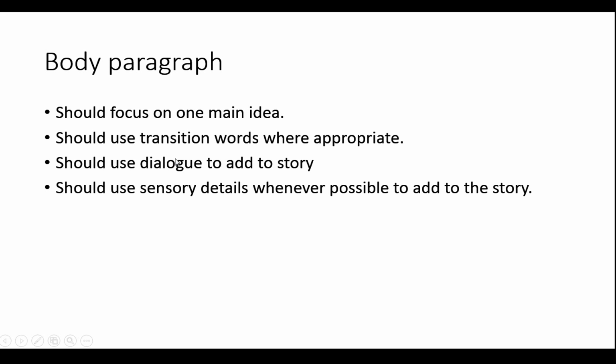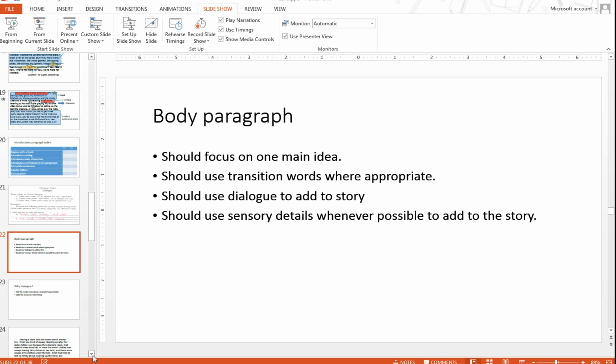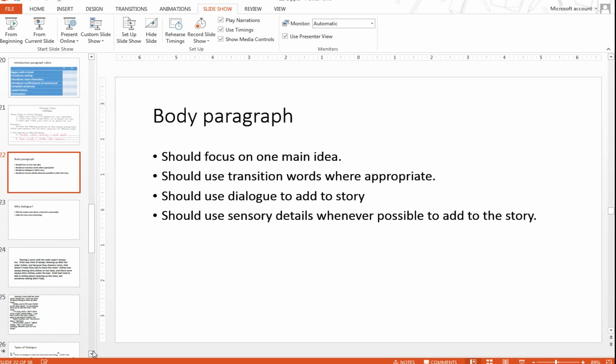Dialogue also adds to our paragraph because it allows our readers to kind of get inside the head of our characters. It allows our readers to maybe pick up on their personality, and it just makes our story a lot more interesting. So every time you can think of a way to use dialogue in a story, it's going to make it a lot more interesting. Finally, sensory details also add to our paragraph. They kind of tell us how the characters are feeling and what they're thinking a little bit. So let's take a look at how these elements are used in some example paragraphs.